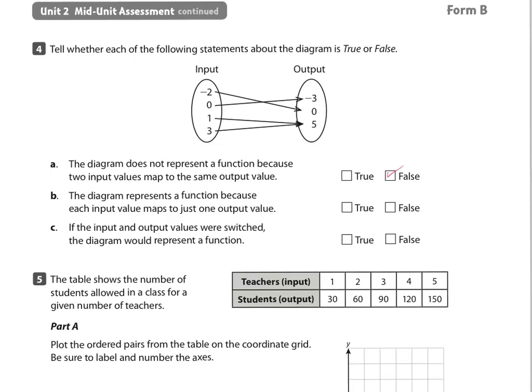So this is false. Then the next one says the diagram represents a function because each input value maps to just one output value, which is correct. Every single input is going only to one output value. The last one says if the input and the output values were switched, the diagram will represent a function. And this is not the case because if we switch it, let's say if the arrows, instead of moving from this side to this side, it will be from this side to this side, you would actually have 5 giving you a 1 and also 5 giving you a 3. So if you switch the input and output values, this will not be a function.